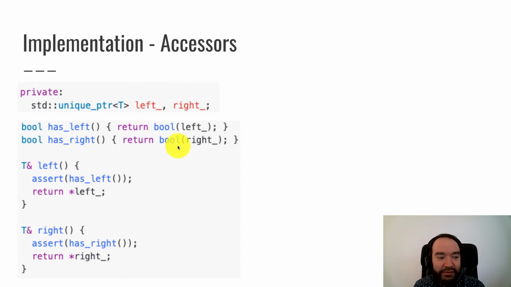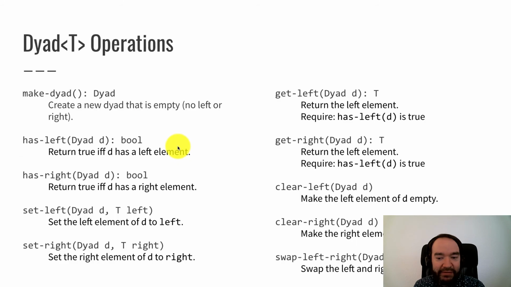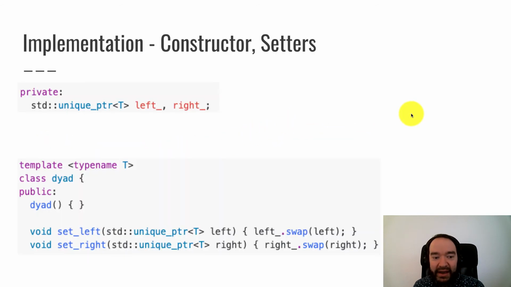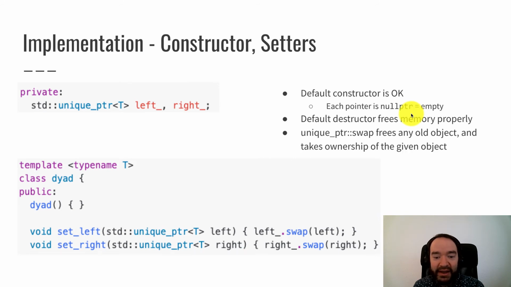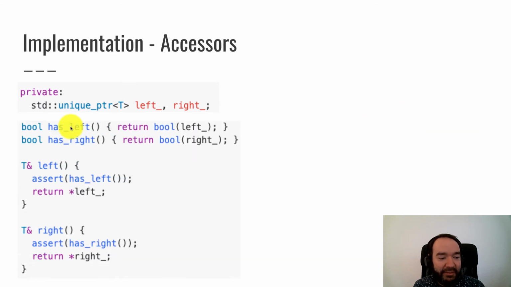These are pretty straightforward. I'm implementing the hasLeft and getLeft operations here. So if you look at the descriptions, hasLeft returns a Boolean, getLeft returns the left element and has a requirement that actually has to exist before you can get it. So my hasLeft operation returns a Boolean, and it just returns bool of left.